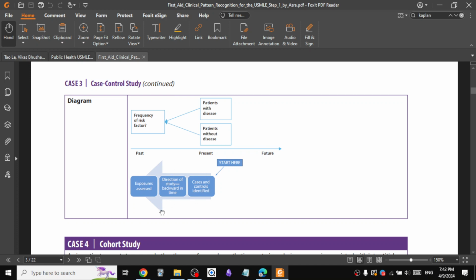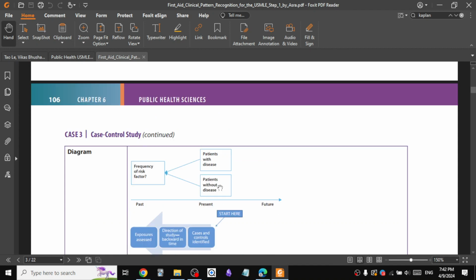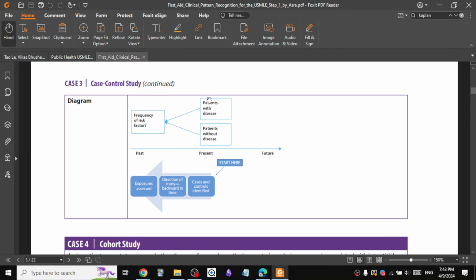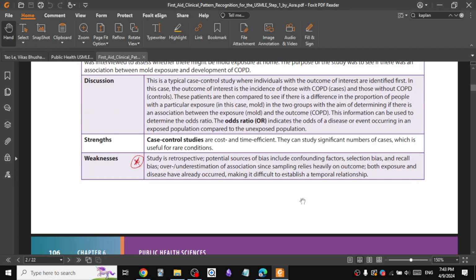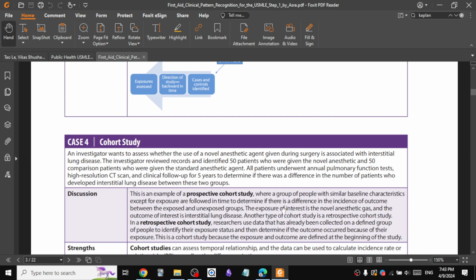So people are generally not reliable when it comes to their memory. So you introduce that bias here, right? In this case control study, you have the patients with disease and patients without disease, and then you retrospectively ask them what happened, and conduct a study. Case and controls are identified, the direction of study is backwards, and exposures are assessed. This helps us get a relationship between them, but it makes it difficult to establish a temporal relationship, especially when you're trying to look through the past.